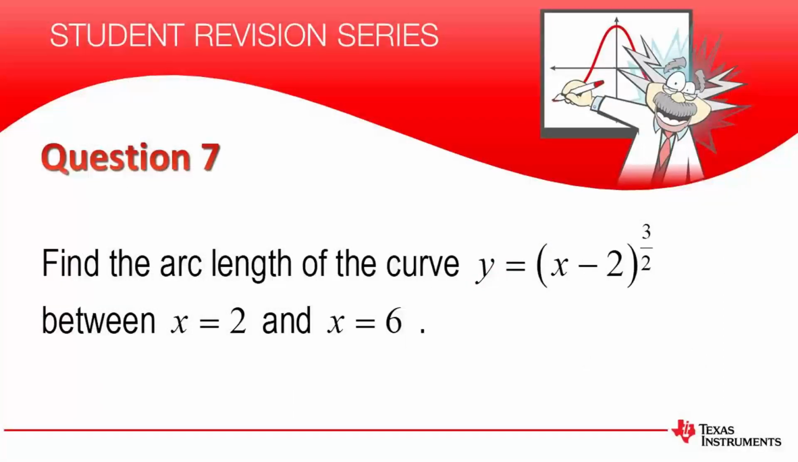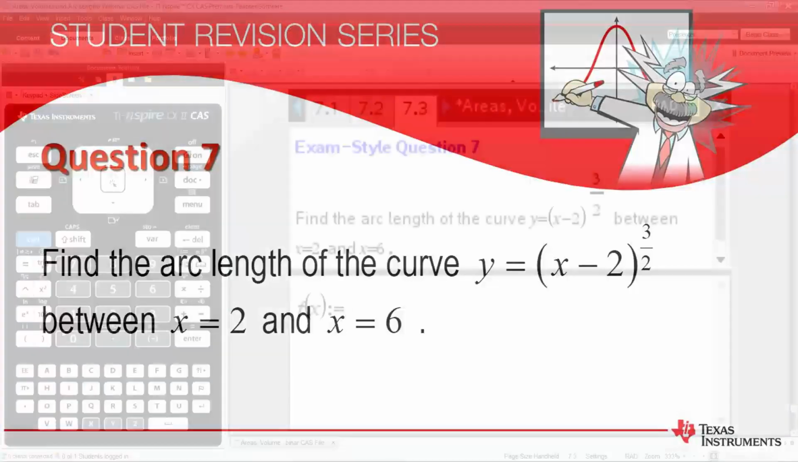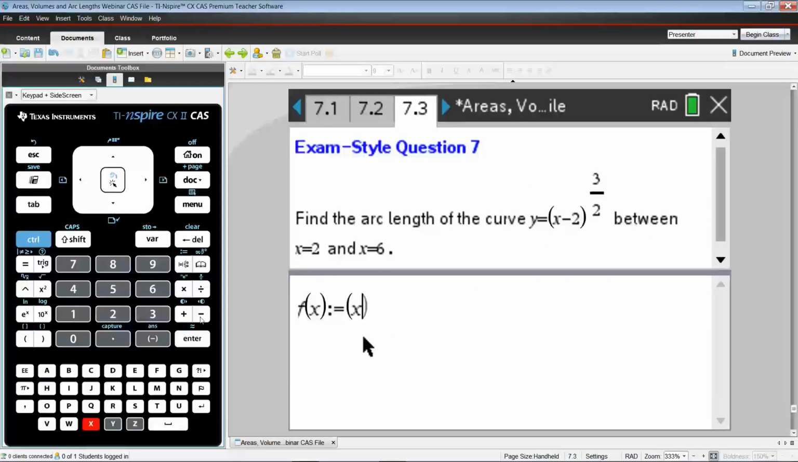Let's find the arc length of the curve y equals (x minus 2) to the 3 over 2 between x equals 2 and x equals 6. Now this one was our warm-up question at the start. So now we get to see how to work out the question. Okay, so without further ado, let's go and define this function. So we have (x minus 2), close bracket, to the power of 3 over 2. There we go. So we've now defined it.